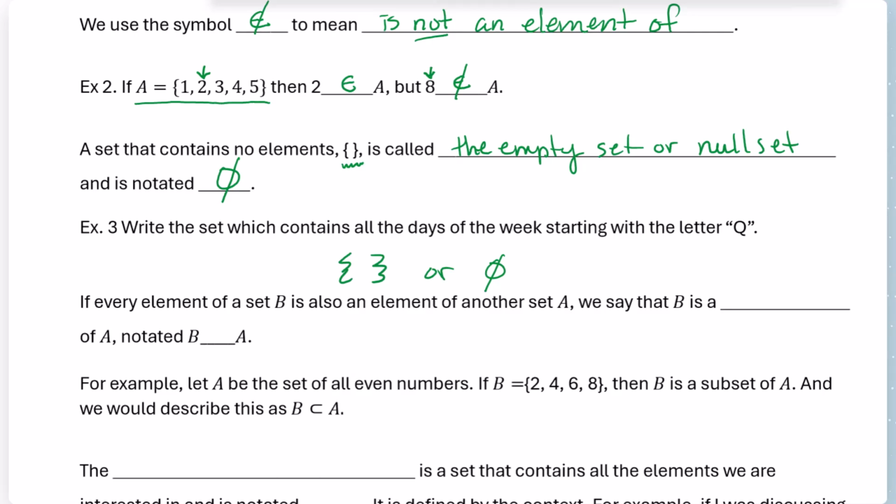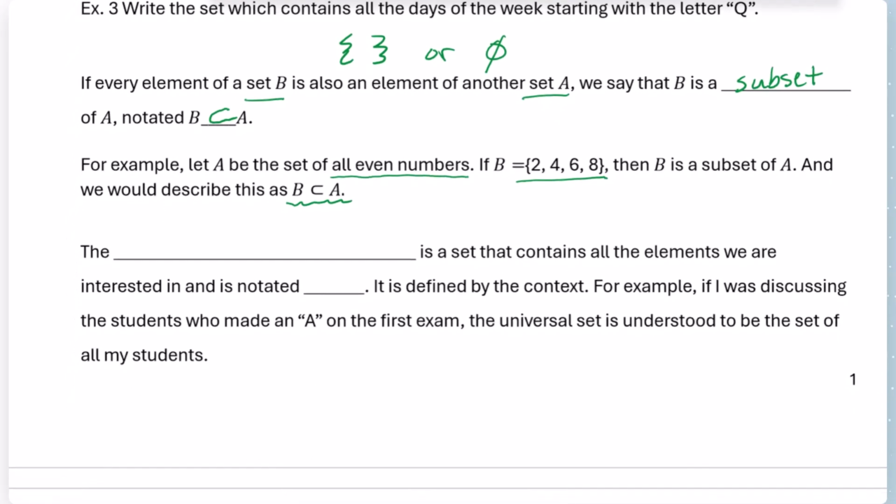If every element of set B is also an element of set A, we could say that B is a subset of A. It's notated with a sideways long U. For example, A is going to be the set of all even numbers, so 2, 4, 6, 8, 10, and so forth. B is a smaller set, {2, 4, 6, 8}. Because all of B is part of A, they're all even numbers, we will describe this as B is a subset of A.